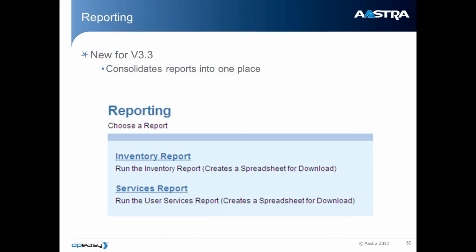The next item we will talk about is reporting. New in version 3.3 is the consolidation of reports into one centralized location. You can see that inventory report and service report both appear under the reporting category.